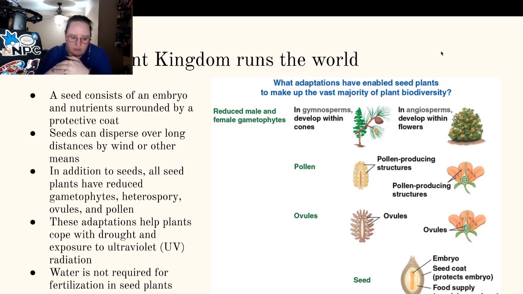In addition, all seed plants have reduced gametophytes and pollen. These adaptations help plants cope with drought and exposure to ultraviolet radiation. And for the seed plants, they don't need water, unlike the non-vasculars and the seedless vasculars that need water for any of that to occur. These guys don't need it anymore, which is why they dominated the land before insects even came out and started taking over. The insects were the next wave of critters to take over the land after the plant kingdom.